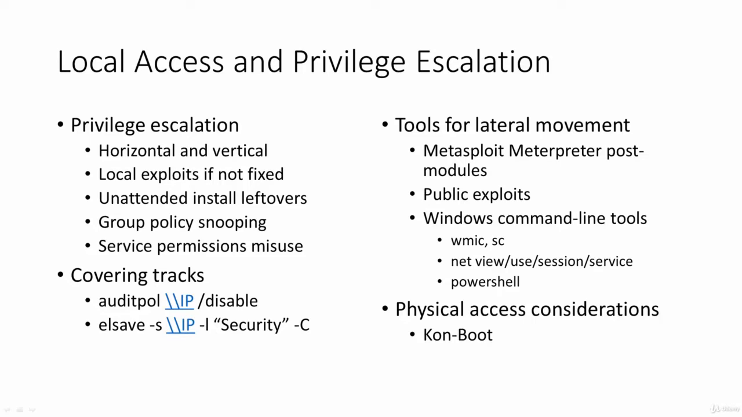reviewing the patches, the security updates that are already installed in this Windows operating system, and find if some specific exploits or vulnerabilities are not patched. So you can try them, download them, compile them somewhere, and then download to this system and then run and get elevated privileges.